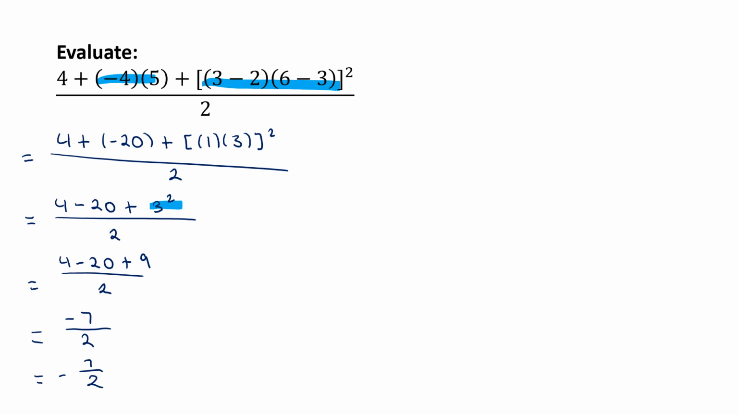We can move the negative sign out. And we don't have to write it as negative 3.5, because over here it's already in a fraction, so we can just leave it as a fraction.